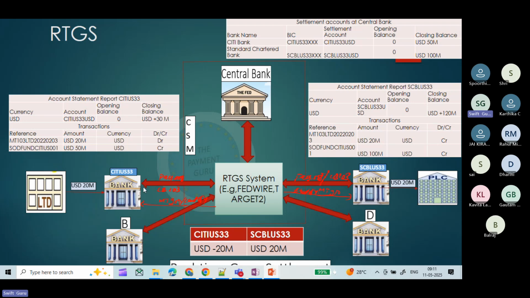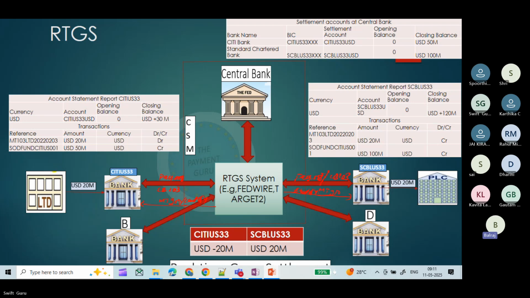Otherwise, either the system will reject the transaction, or the system will hold the payment in the Fedwire queues and wait for incoming transactions in order to process it, or they will need to top up the settlement account throughout the day. I'll take a pause here and I'll take up some of the questions if you have any.